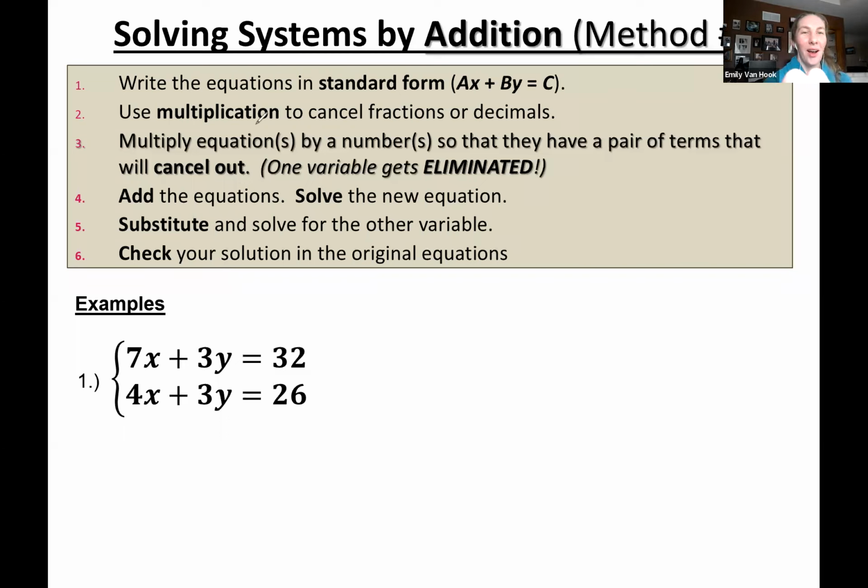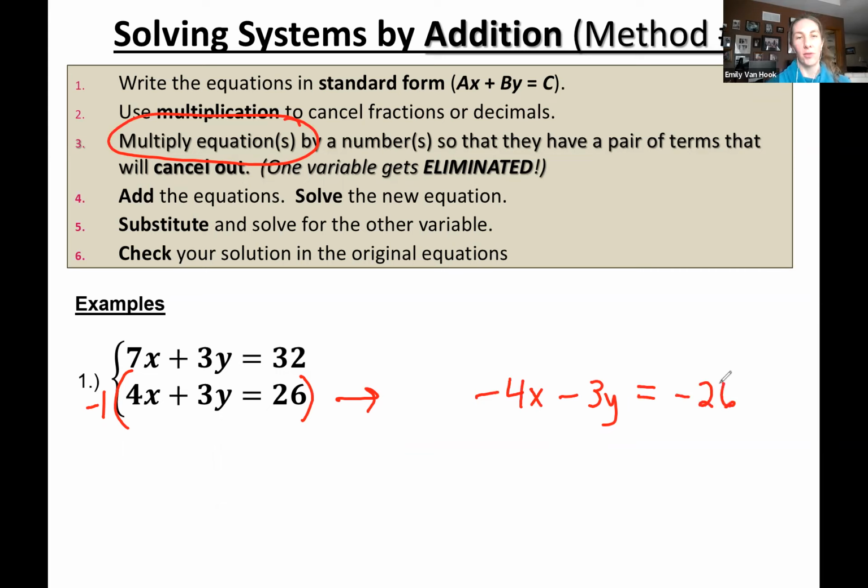So what you can do is multiply one of your equations by basically whatever you want. As long as you multiply both sides, you can manipulate equations in this way. It's kind of like dividing both sides by 2 or something. In this case, we can multiply both sides of an equation by -1. So I'm going to start this one by multiplying the second equation by -1 so that we can get that middle term to be -3y instead of +3y, so that it can cancel out with the +3y right above it. So what I'm doing right now is I'm rewriting the second equation as -4x minus 3y equals -26. The first equation can stay as it is, 7x plus 3y equals 32.